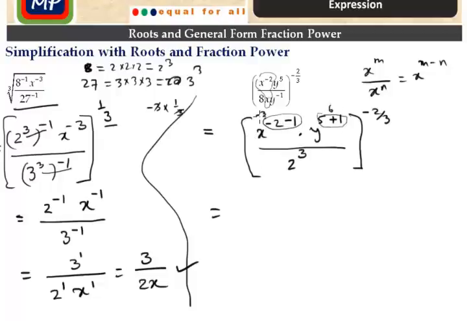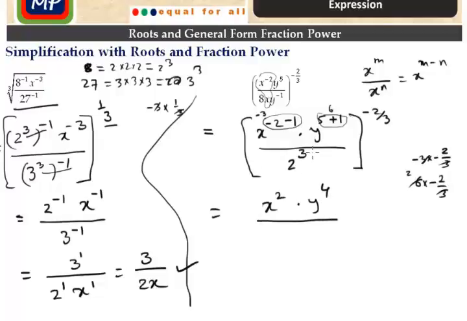So x to the power minus 3 to the power minus 2 by 3. So these two powers will multiply. So minus 3 times minus 2 by 3. If we cancel, then minus minus is plus, so it will be plus 2. So x will get squared. y to the power 5 plus 1 is 6, times minus 2 by 3. So 6 times minus 2 by 3, if we cancel, we will get 2 and minus 2, so minus 4. So y to the power minus 4.